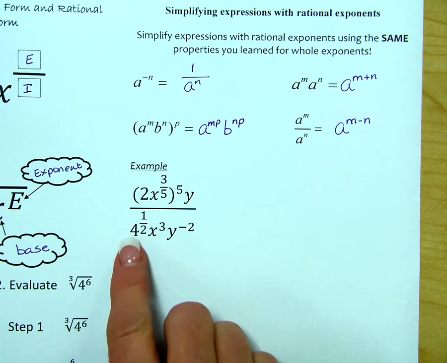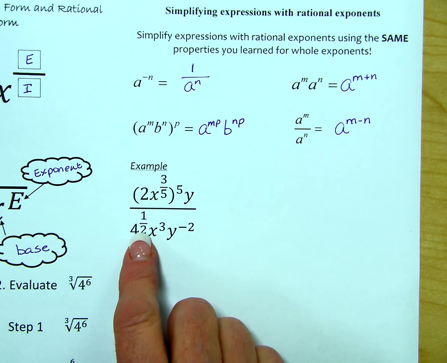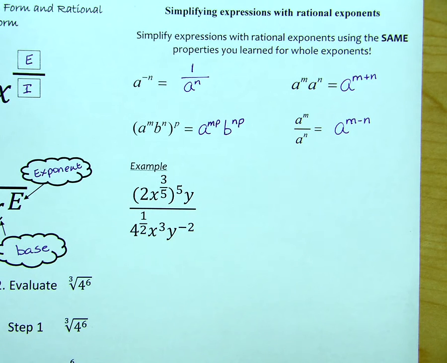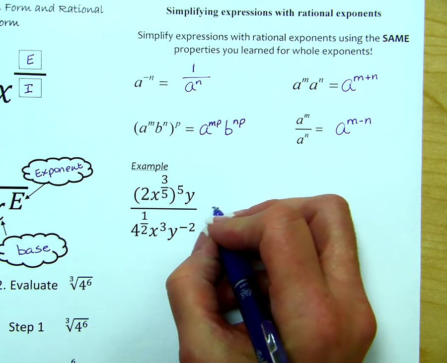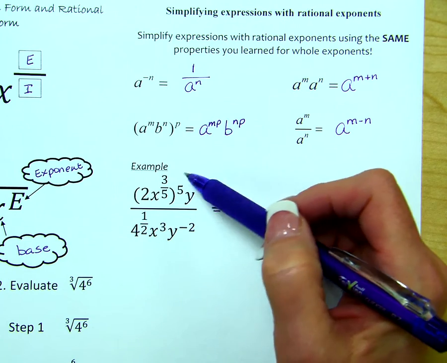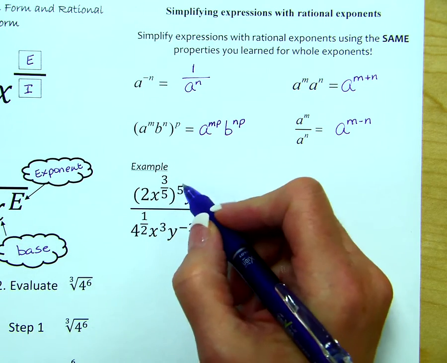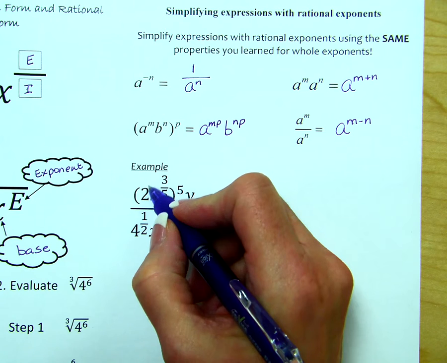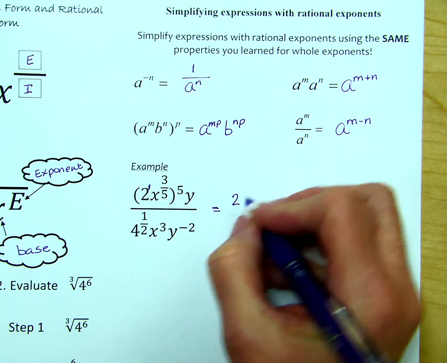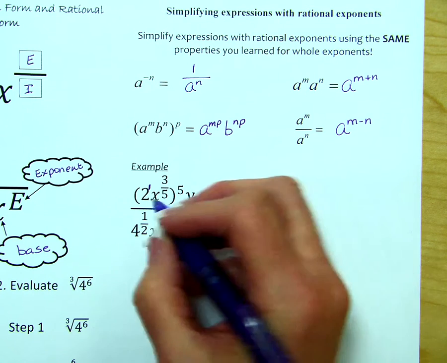And in our denominator, we have 4 being raised to the 1/2 power, x to the 3rd, y to the -2. So we've got a lot going on here with this one. So first thing I'm going to do is rewrite this by applying this rule basically right here. I have a power to a power because this power is going to get raised to this power. Remember that 2 does have a power, it's a 1, and it's going to get raised to the 5th power. So 2 to the 1 times 5, which is 5.